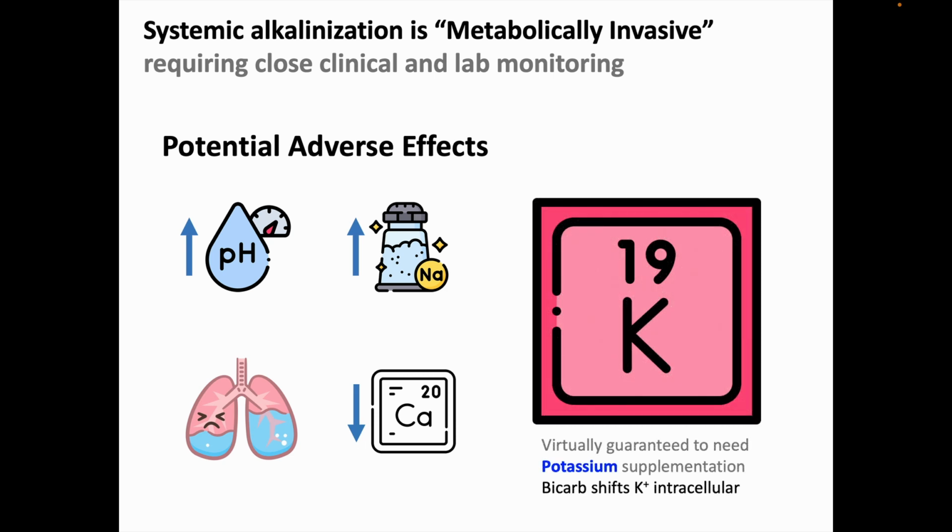As we know, H plus K plus exchange happens in the body such that alkalinization with bicarb will shift the potassium intracellularly. And if you have a patient on a bicarb drip, you're virtually guaranteed to need to supplement potassium. It's mostly an issue of when you'll need to start it and how much you'll need to give.